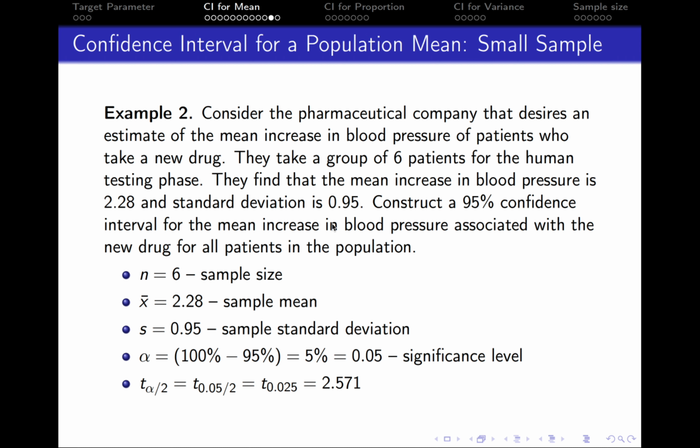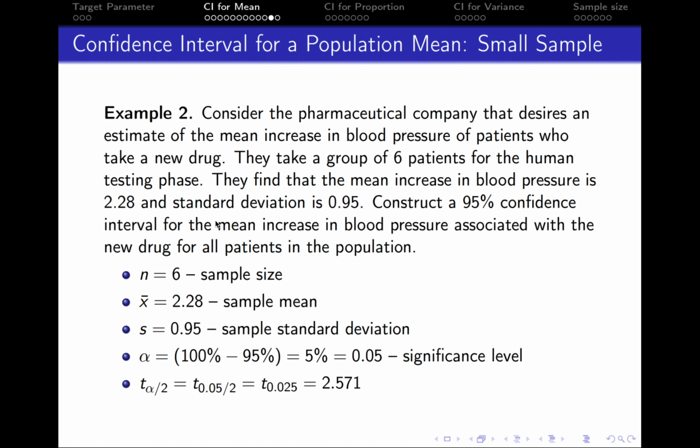And the task is to construct a 95% confidence interval for the mean increase in blood pressure associated with the new drug for all patients in the population. So from this description, we can get the following information. The sample size is 6 patients, the sample mean is 2.28, and we know the sample standard deviation, which is 0.95.